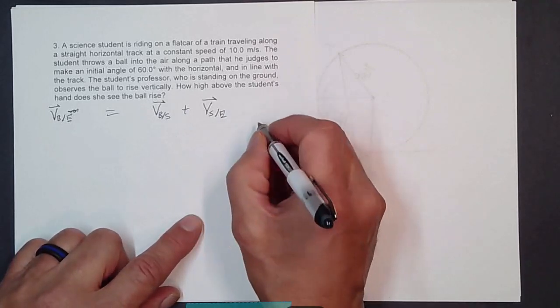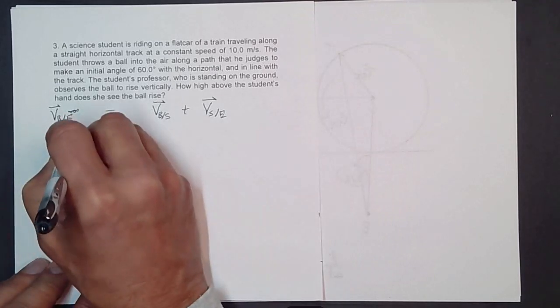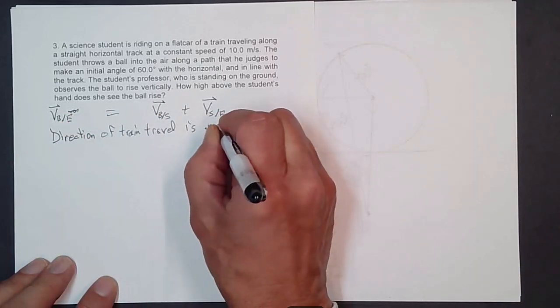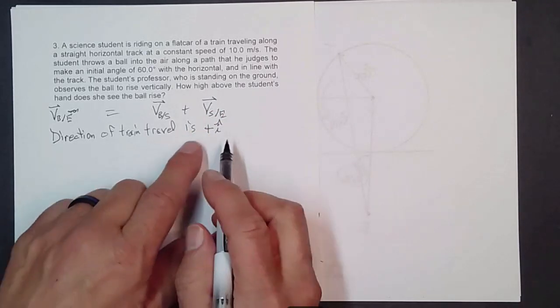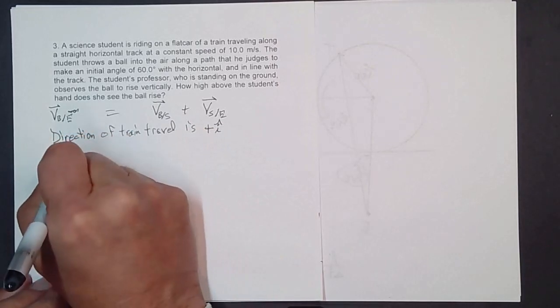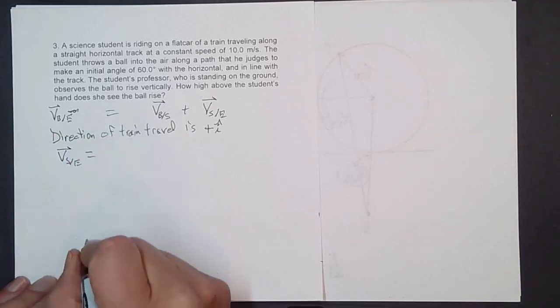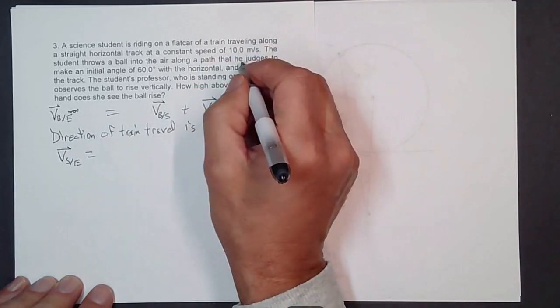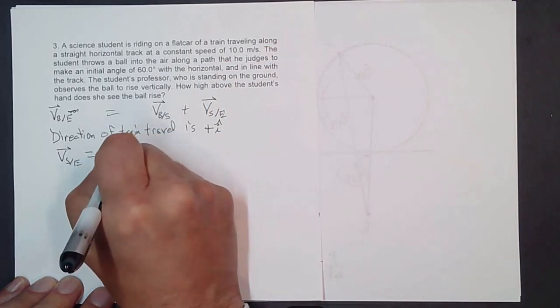Let's let the direction that the train is traveling be positive. In fact, let's let that be the plus i-hat direction. Then the velocity of the student with respect to the Earth is just 10 meters per second. He's stuck on the train.